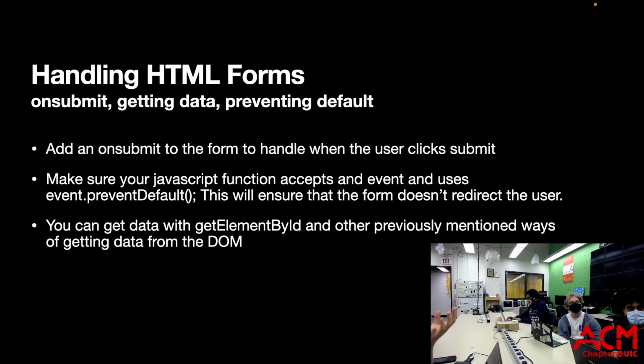But it's important that we call prevent default, because by default, the submit button will usually redirect you to another page or something. And we don't want to do that. We want to handle it locally in the JavaScript. So we have to prevent the default action of the submit button. And then, in order to grab the data from the boxes, we would just use getElementById as we've been doing to get data.